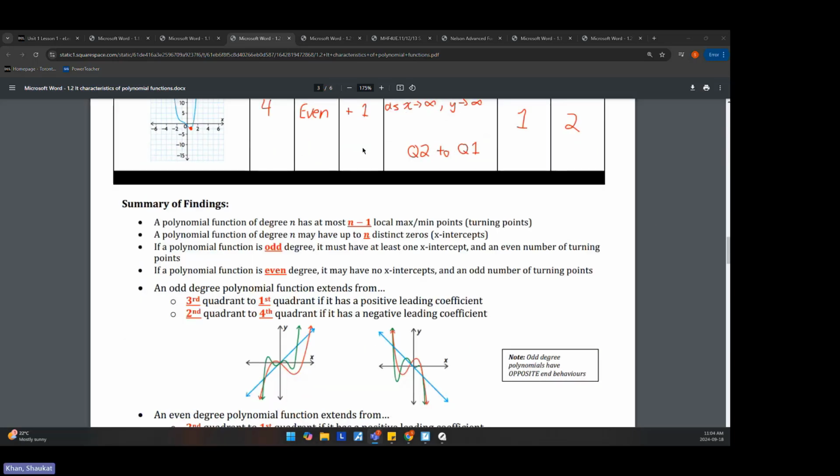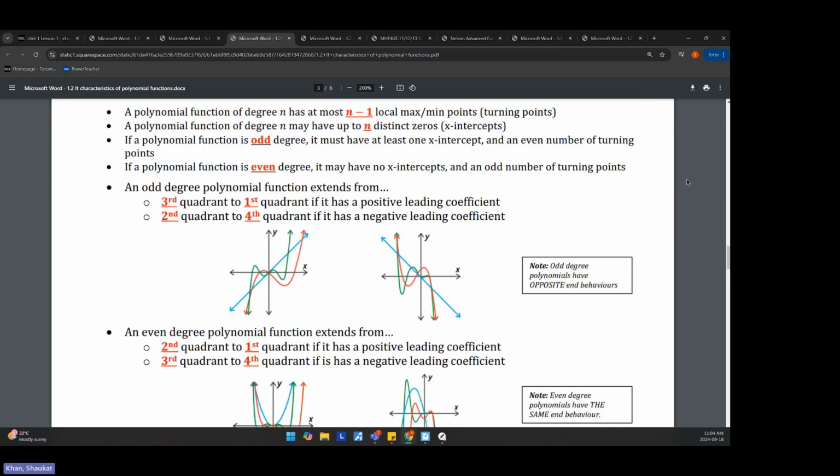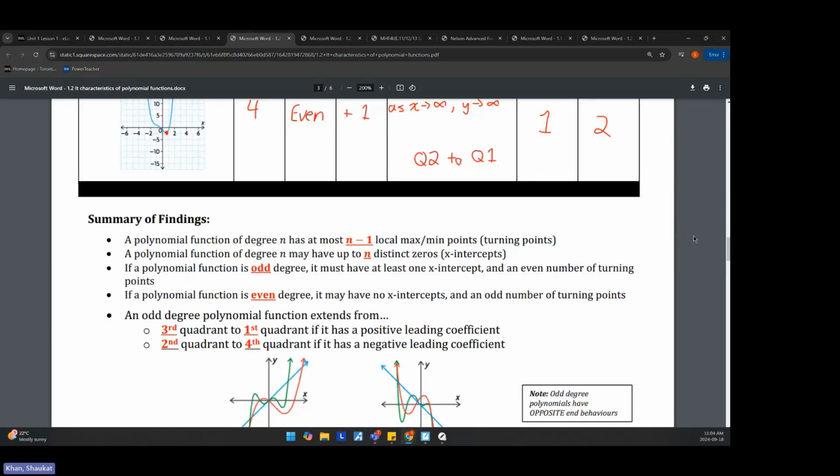All right, this is the important stuff. Summary of findings. So a little bit of review of what's going on. Welcome. So a polynomial function of degree n has at most n-1 local max / min points or turning points.